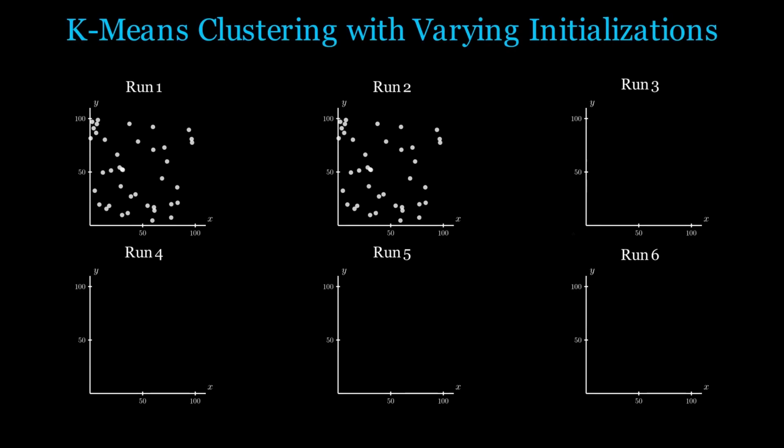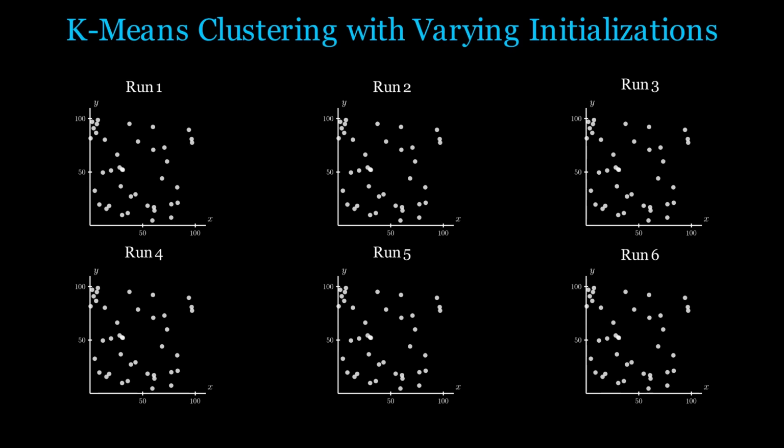Let's run the K-means clustering algorithm 6 times on the same data with different random starting points. Notice how different initializations can lead to different results. Even though we're using the same data every time, different starting positions lead to different final cluster assignments. That's why we should run K-means multiple times and pick the cluster with the lowest within-cluster variation.